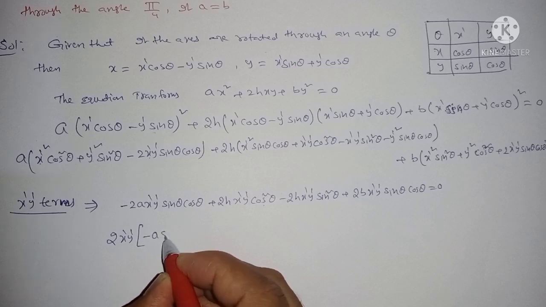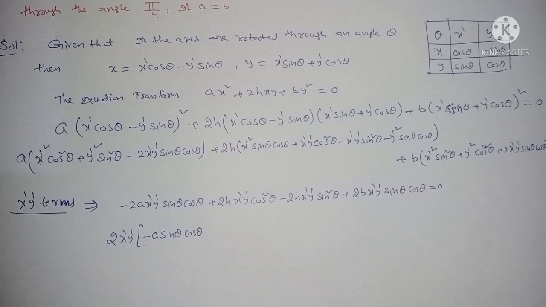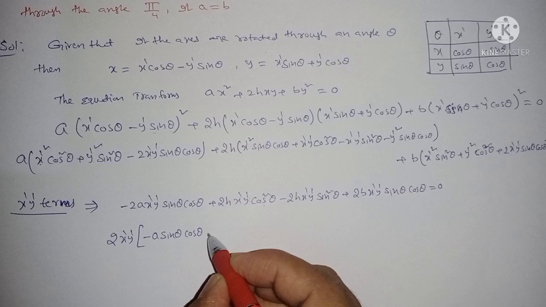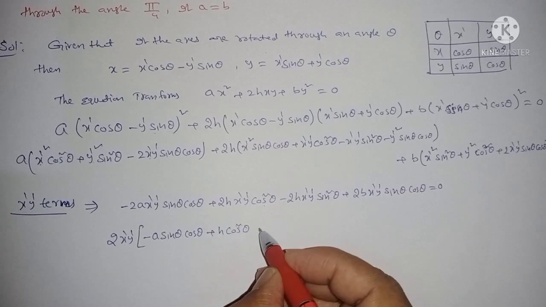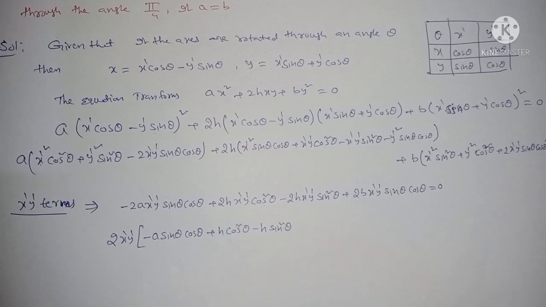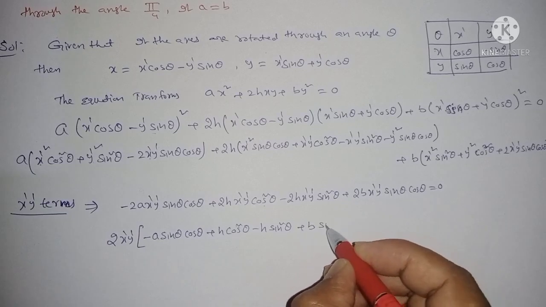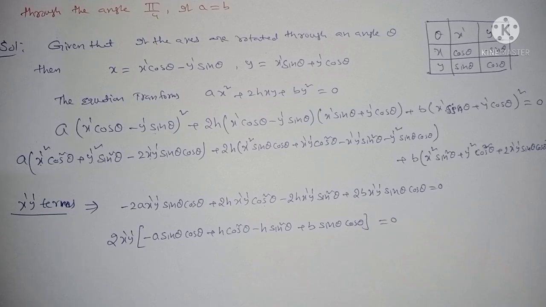Minus a sin theta cos theta. Okay, and here we got h of cos square theta minus h sin square theta plus b sin theta cos theta is equal to 0.